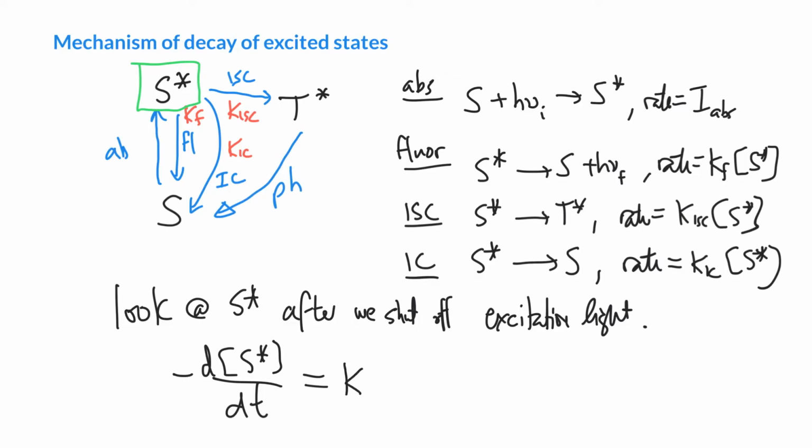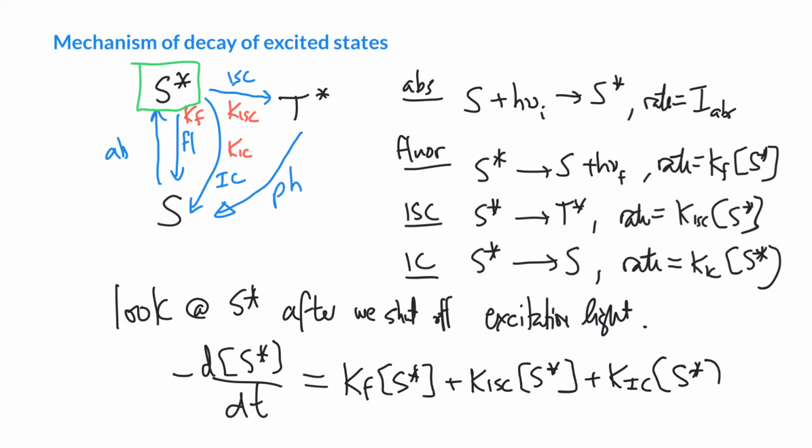So we can say that the fluorescence is depleting by a fluorescence rate constant times the concentration of S star, and we're also depleting thanks to intersystem crossing. So we can write this term here, and then we've got the internal conversion depleting it as well. So we can write that, and you can see that we can actually factor out all those rate constants. So it's k fluorescence plus k intersystem crossing plus k internal conversion, all multiplied by the concentration of that excited state.